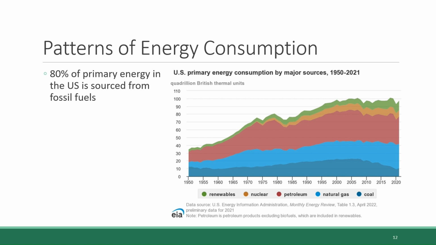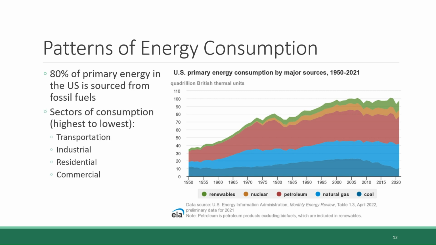As far as primary energy use by sector, the highest use comes from the transportation sector, then the industrial sector, followed by residential, and then lastly commercial. When it comes to secondary energy usage, about 60% of the electricity in the US is also sourced from fossil fuel. So a better ratio than primary energy, but still reflecting a deep dependence on fossil fuels.